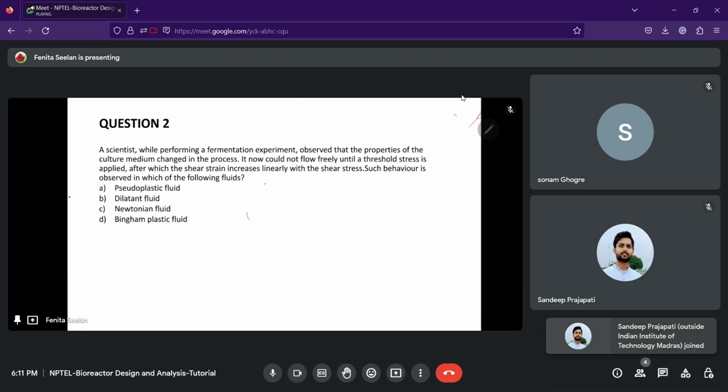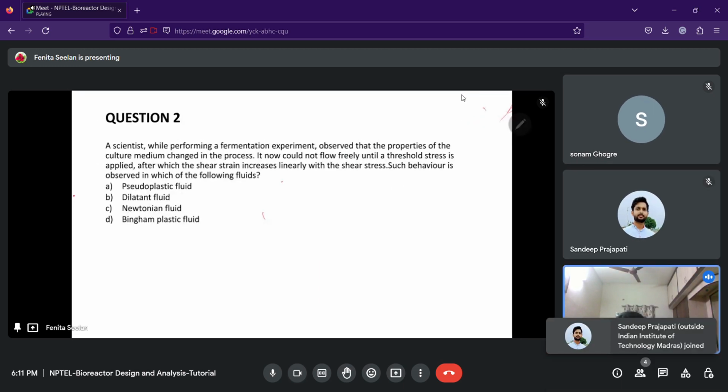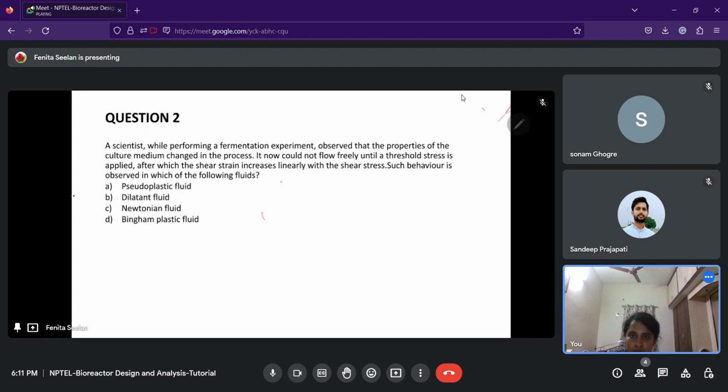So you have been given four options. Which option do you think is the correct one? Basically, the fluid could not freely flow until a threshold stress is applied, after which the shear strain increased linearly with the shear stress. So to which of the following fluids is this condition applicable?